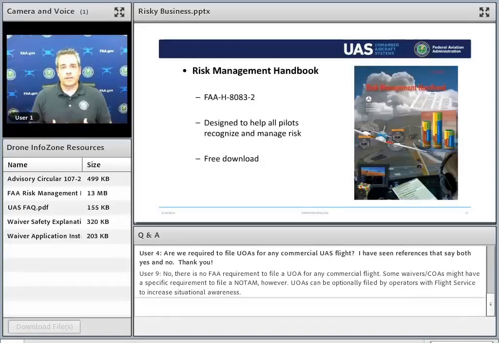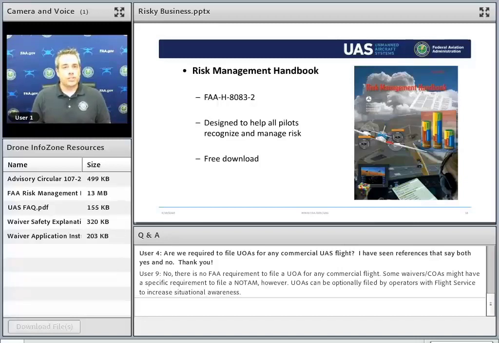So here's our task: help. We want to help you improve your risk management skills, thereby increasing your chances of obtaining a certificate of waiver. Again, we want to help you increase your chances of getting a certificate of waiver, and a big key component of that is risk management.